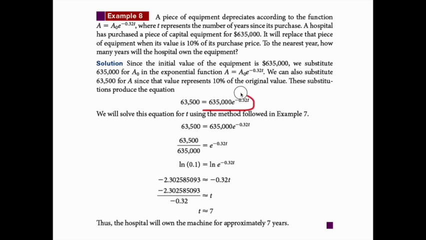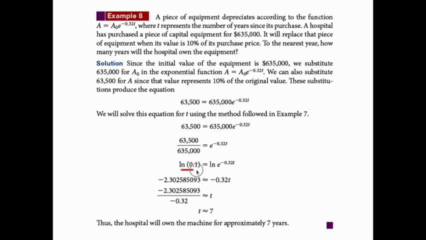Now, we could completely skip all this part. Since we know that it's 10% of the original price, we can skip all this stuff without actually having to put the values in, and we know that what's on the left here is going to be 0.10, because when we divide both sides by that A naught, all we're left with is 0.10. So imagine you have 0.10 times A naught, the initial value, is equal to A naught. Just divide both sides by A naught, and you're left with 0.1. So this is equivalent to 0.1. And then on the other side, I have e to the negative 0.32t.